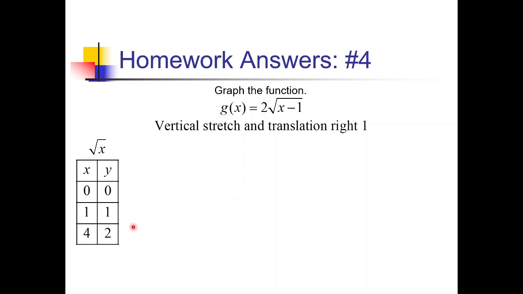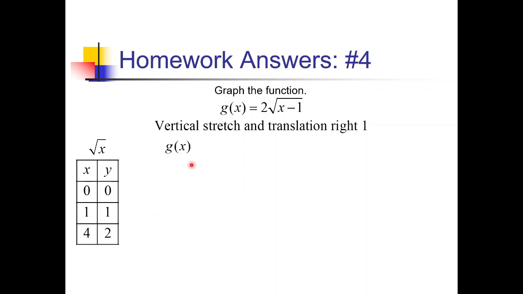To graph this function, let's write down the transformation first. The 2 outside is giving us a vertical stretch. The minus 1 inside gives us a shift 1 to the right. So vertical stretch, translation right 1. Our original table from the radical x function is just 0, 0, 1, 1, and 4, 2. Those are 3 helpful points to use.